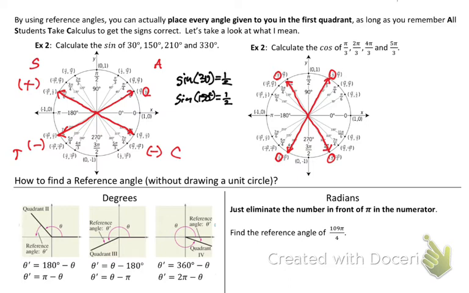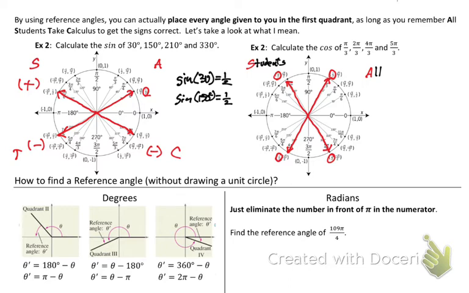Yeah. How do the letters correlate? I don't get how that acronym correlates to the signs. Oh, yeah. So all, the A stands for, well, all stands for everything's positive. So don't worry about it. All students, S stands for sine is positive, everything else is negative. So that means cosine is negative, tangent is negative.